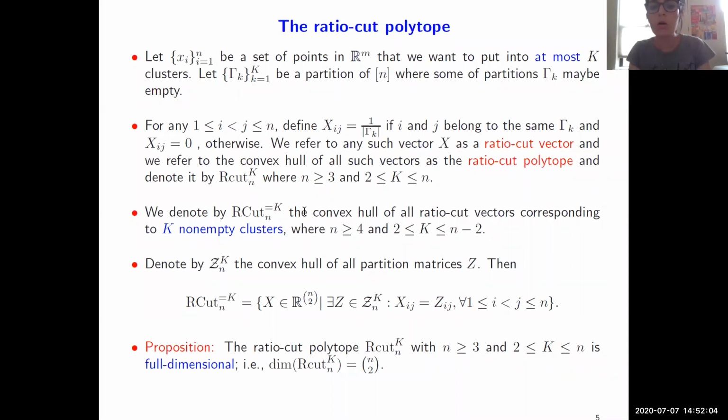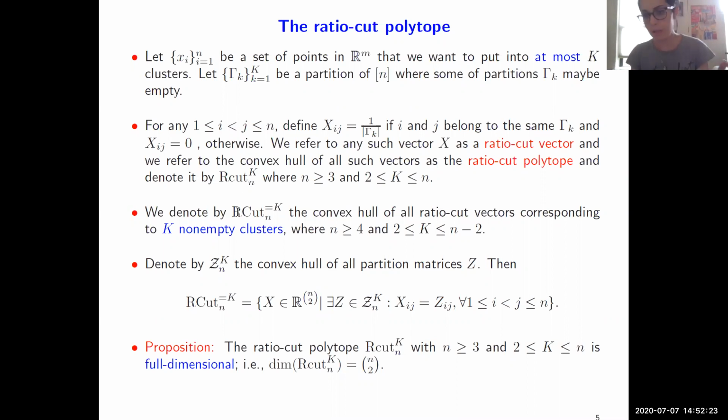We also denote by R_cut equal k the convex hull of all the ratio cut vectors corresponding to k non-empty clusters. So a subset of those ratio cut vectors correspond to k non-empty clusters. If I just take the convex hull of that subset, I get this other polytope.